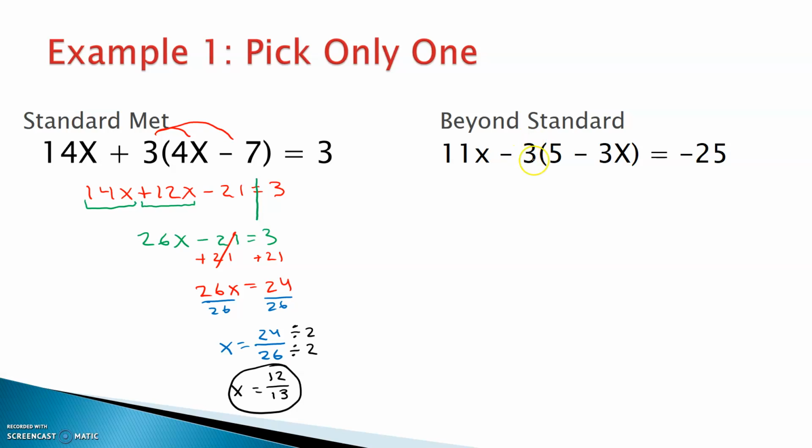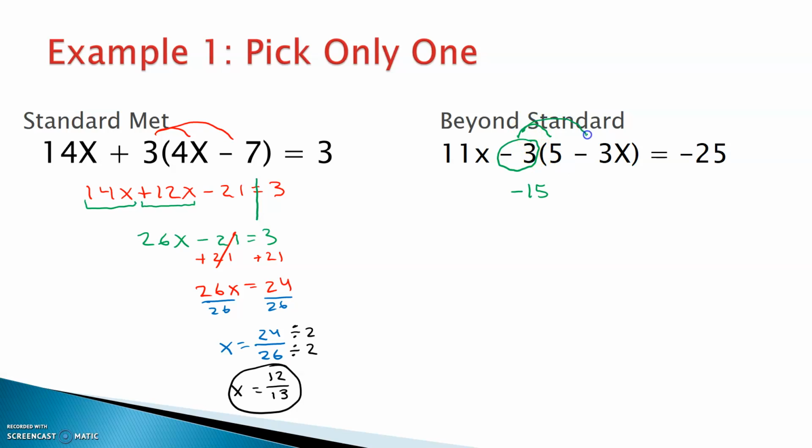All right, guys, for the beyond standard, be very, very careful with this one. I know we want to distribute the 3, but it's not just a 3. What kind of 3 is that going to be? That is a negative 3. That minus sign acts as a negative. So it's negative 3 times 5. Well, that's negative 15. That negative is what throws off most students here, so be careful.